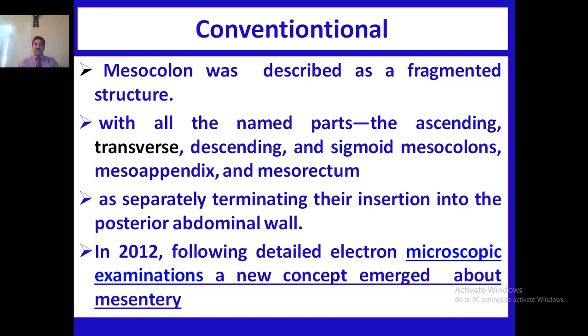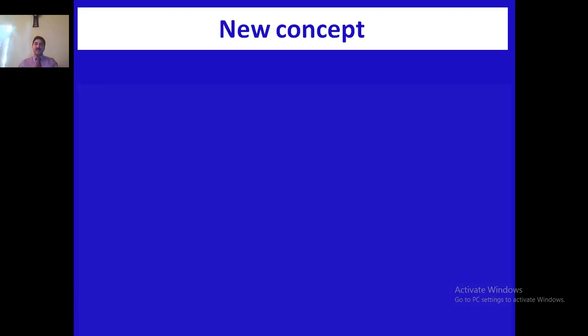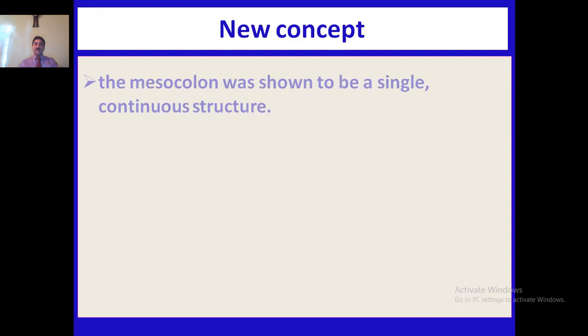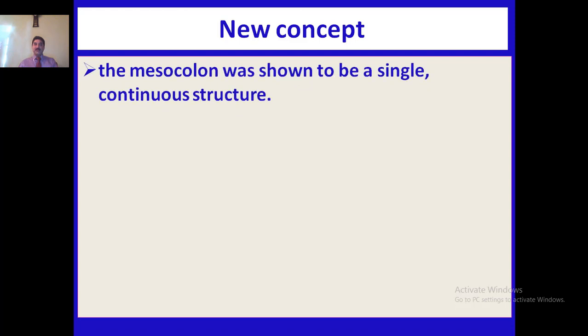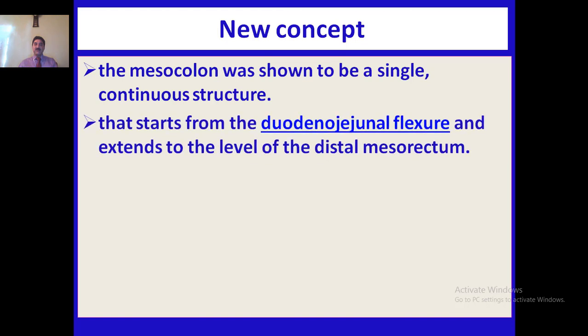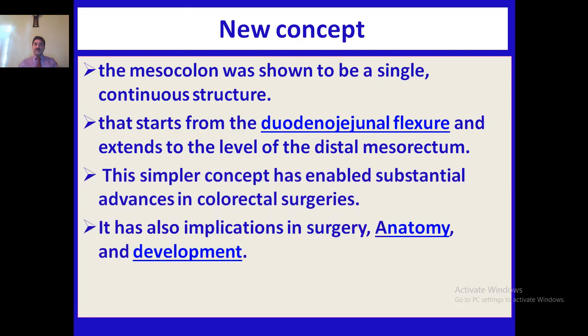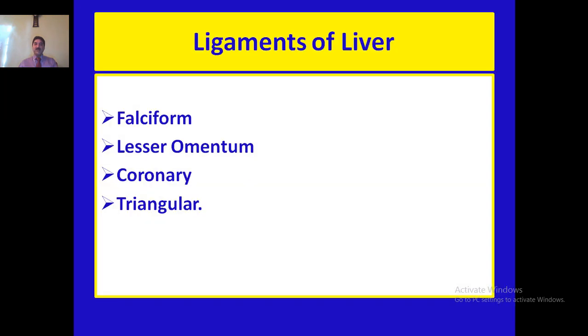In 2012, following detailed electron microscopic examinations, a new concept emerged about mesentery. Now, what is the new concept? According to this concept, the mesocolon was shown to be a single continuous structure that starts from the duodenojejunal flexure and extends to the level of the distal mesorectum. This simpler concept has enabled substantial advances in colorectal surgeries. It also has implications in surgery, anatomy, and development.